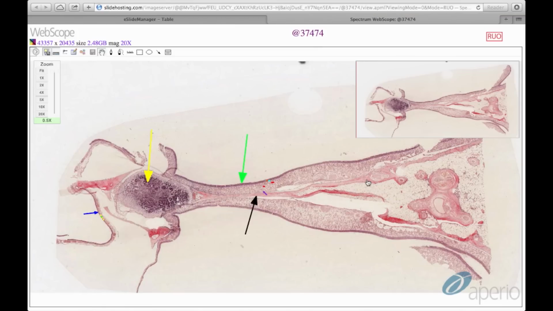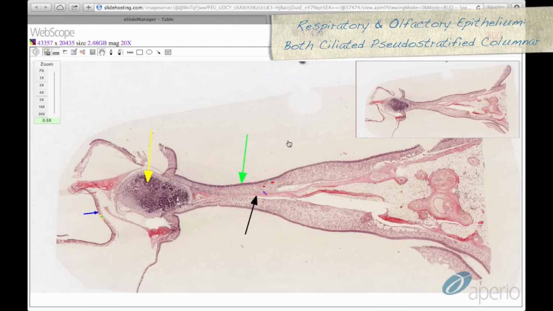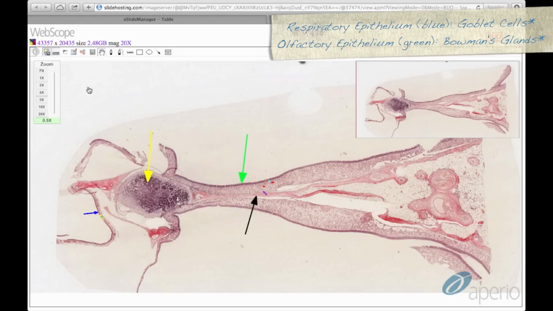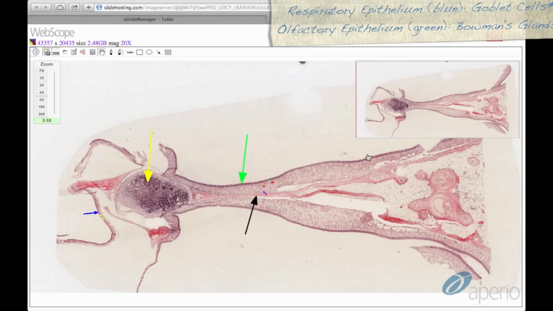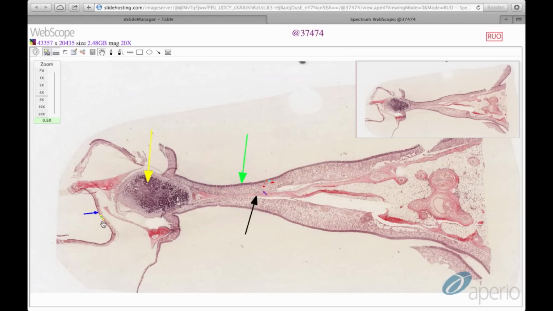There are two types of epithelium in the nasal cavity, respiratory epithelium and olfactory epithelium. Both contain ciliated, pseudostratified columnar epithelium. The key difference in distinguishing between these two types of epithelia is that respiratory epithelium has goblet cells, while olfactory epithelium has Bowman's glands. Respiratory epithelium can be seen at the blue arrow, and olfactory epithelium can be seen at the green arrow. We will start by looking at the respiratory epithelium.